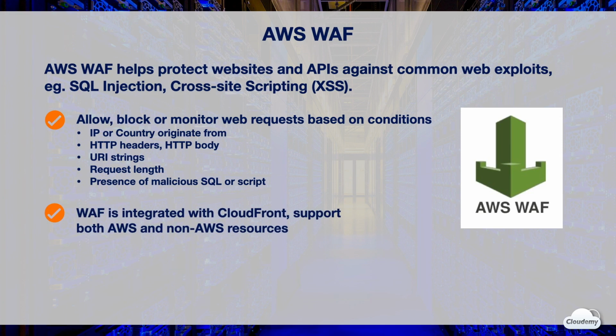AWS WAF is integrated with Amazon CloudFront, which supports both AWS resources and custom origins outside of AWS. You can protect your web applications hosted anywhere in the world, by deploying CloudFront in front of your application. The supported CloudFront origin can be Amazon S3, EC2, ELB, or custom servers outside of AWS.